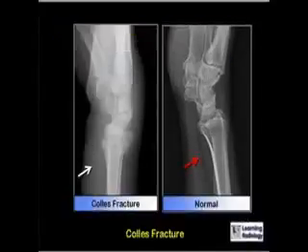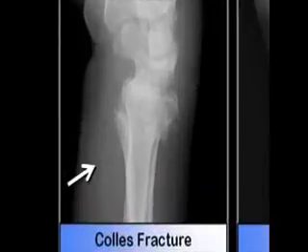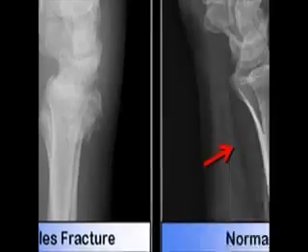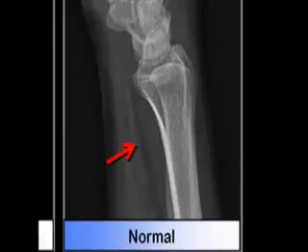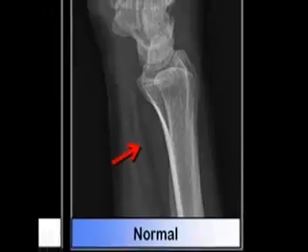On the left, the white arrow is pointing to complete obliteration of the Pronator Quadratus fat plane in a patient who has an obvious fracture of the distal radius. This is a Colles fracture. The normal fat plane is shown here.